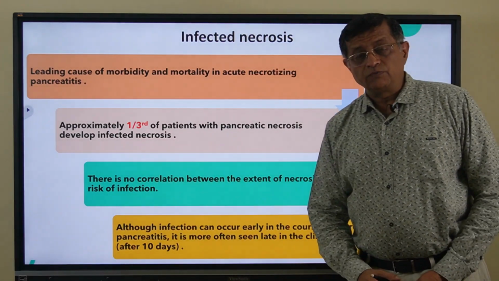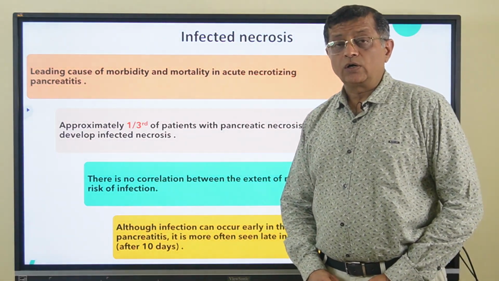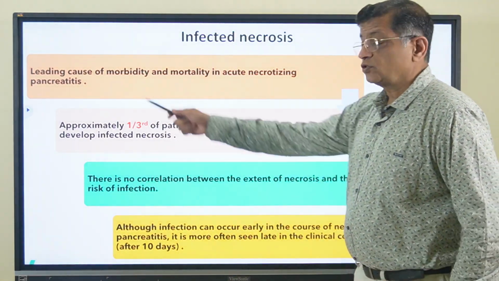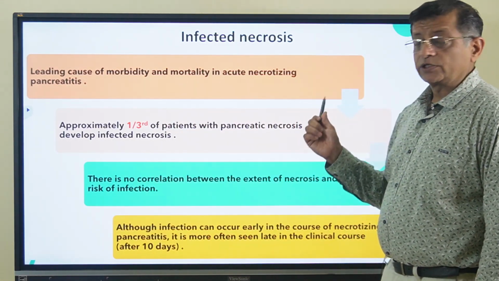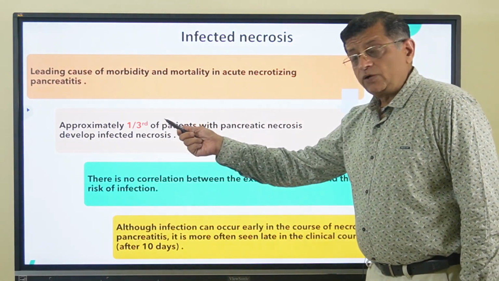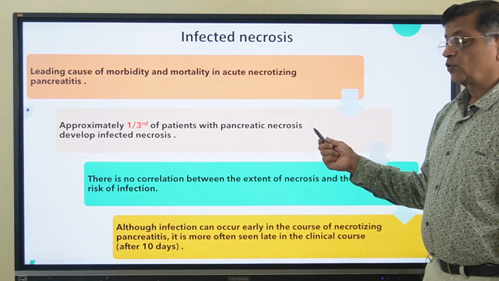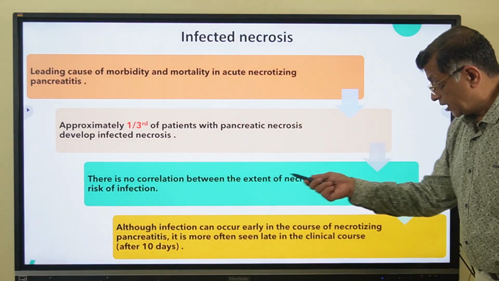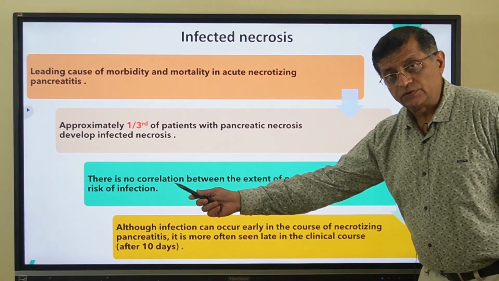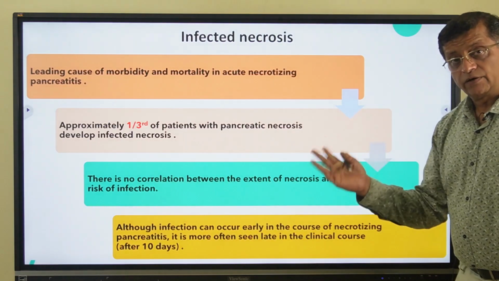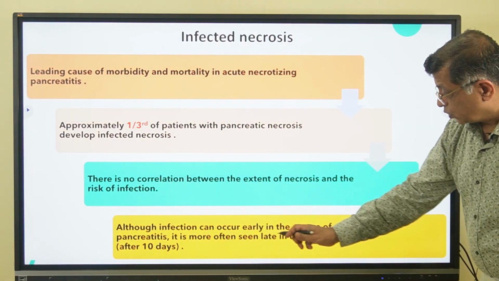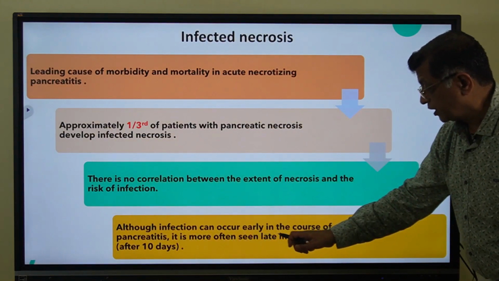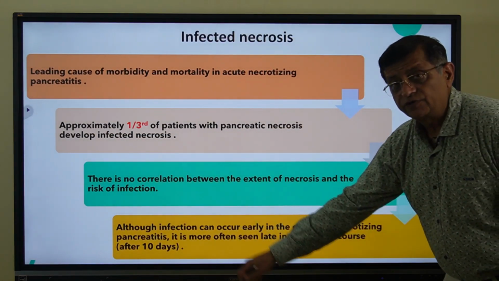The problem comes when the fluid gets infected or there is a necrosis which gets infected. This is a dangerous thing, a leading cause of morbidity and mortality in acute necrotizing pancreatitis. Approximately 1/3 of patients with pancreatic necrosis develop infected necrosis. There is no correlation between the extent of necrosis and the risk of infection. Even a small necrotic part may get infected. Although infection can occur early in the course of pancreatitis, it is much more common in the late clinical presentation, that is after 10 days.